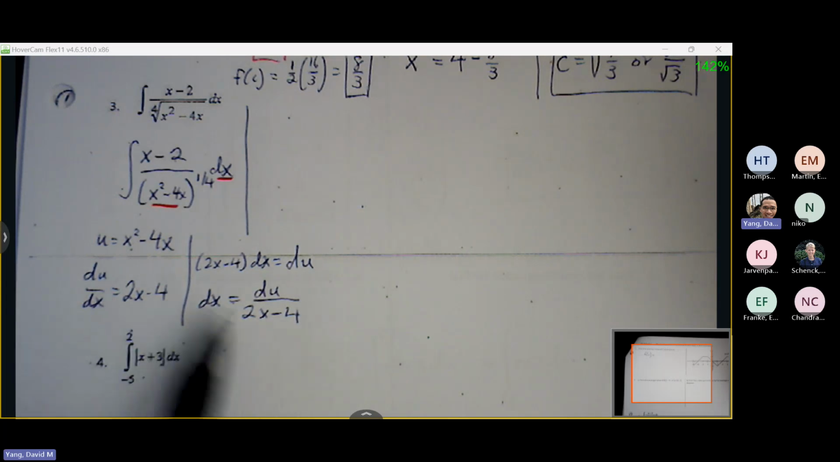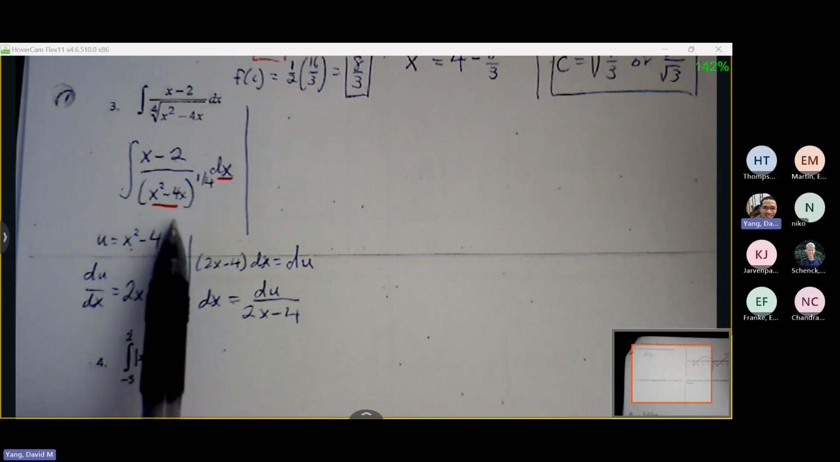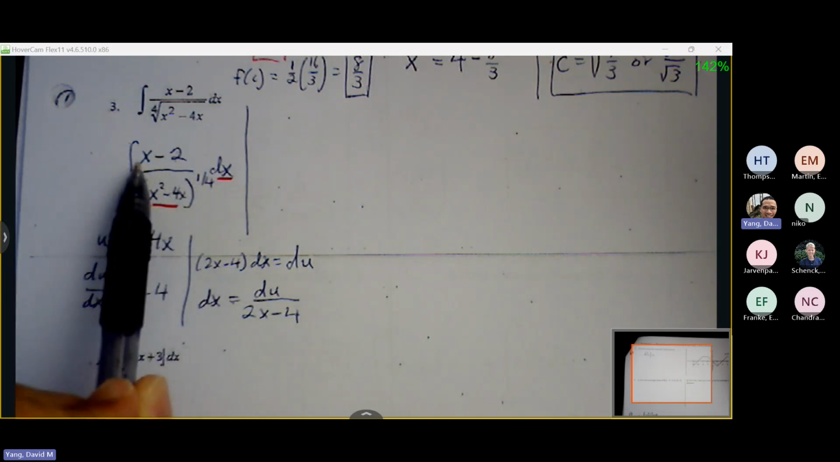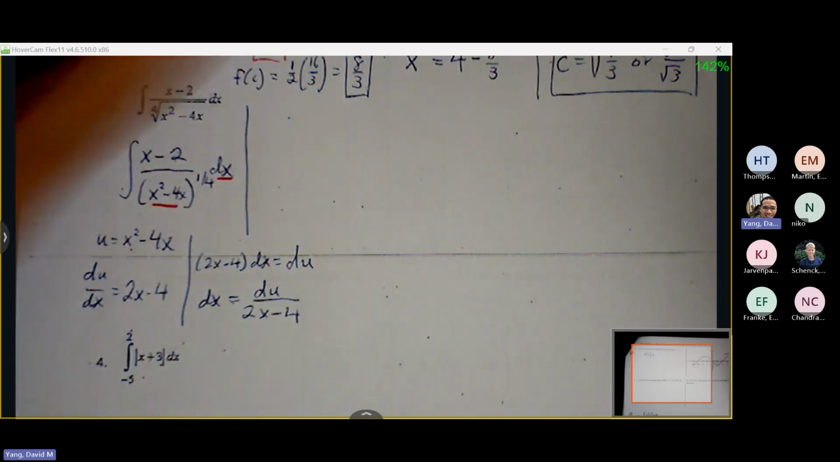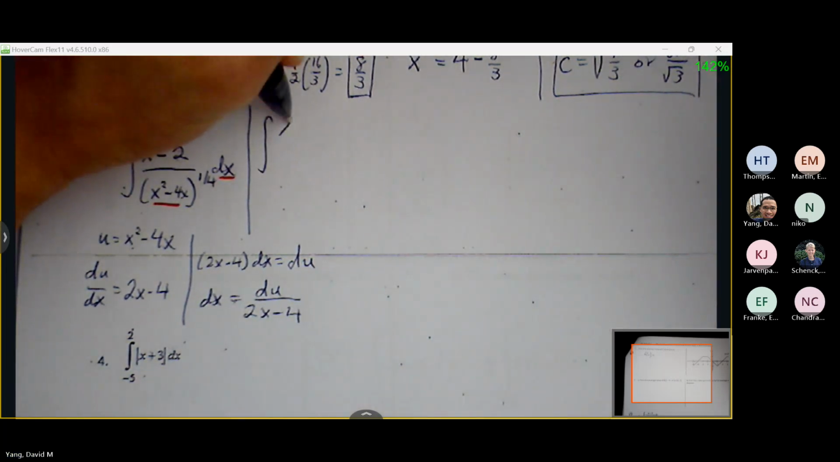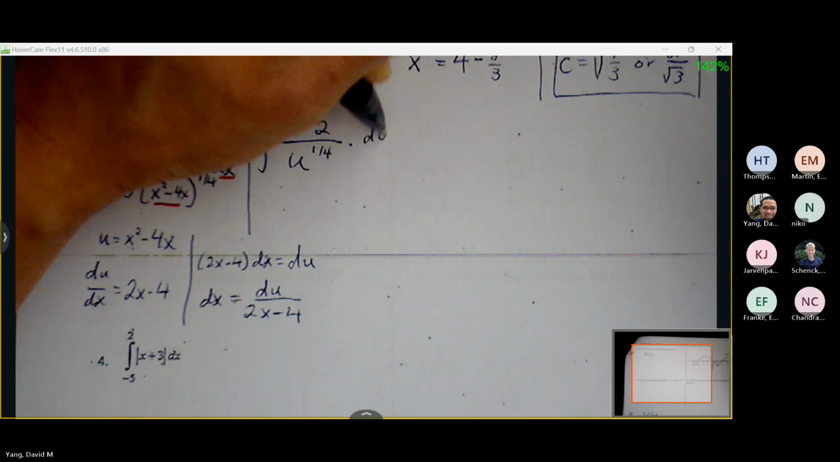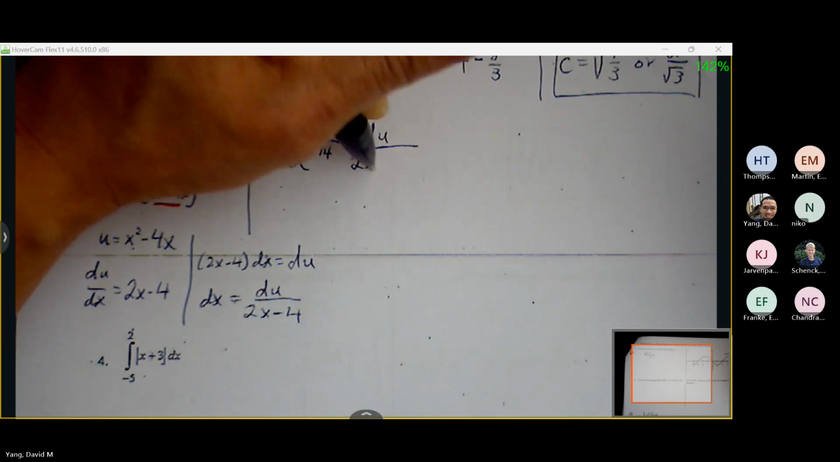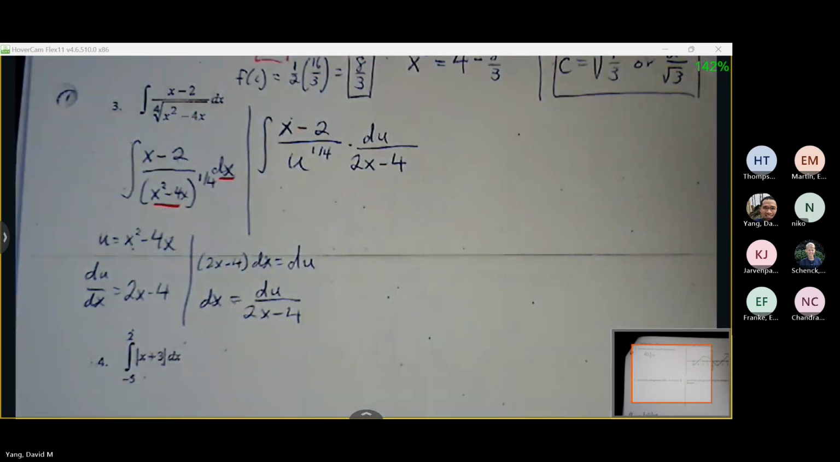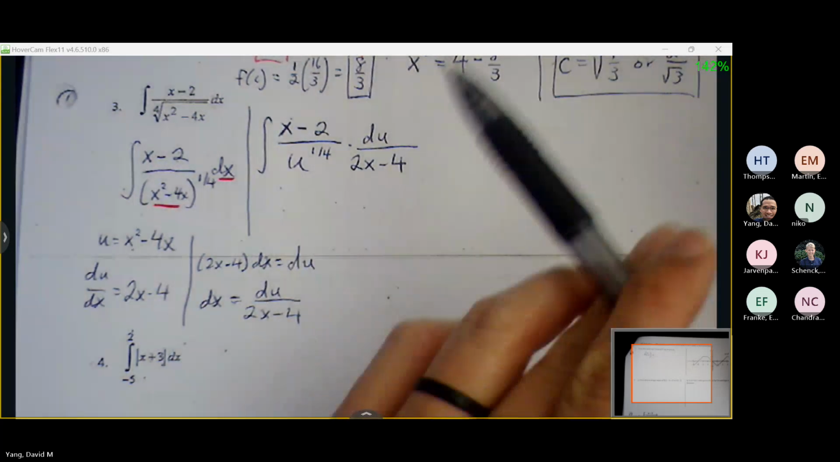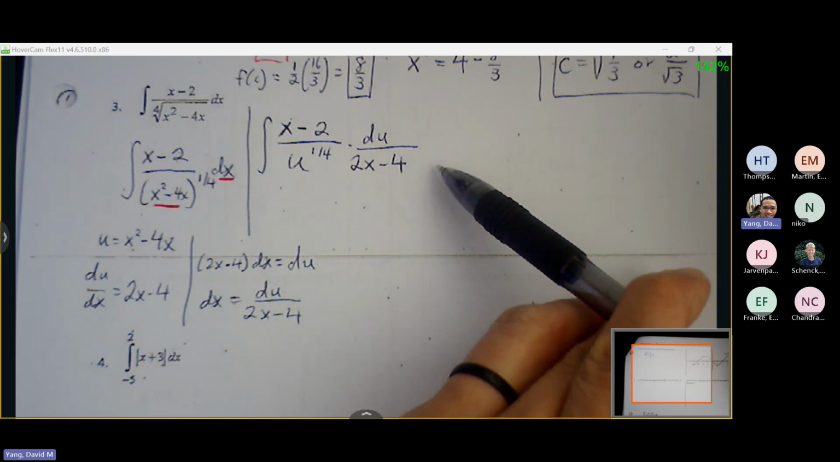Right, so cross multiply, solve for dx. And now we're ready to make our substitutions back into our problem. Remember, you're only going to replace what you've underlined. Everything else, you want to make sure you keep in your next step. Okay, any questions here?